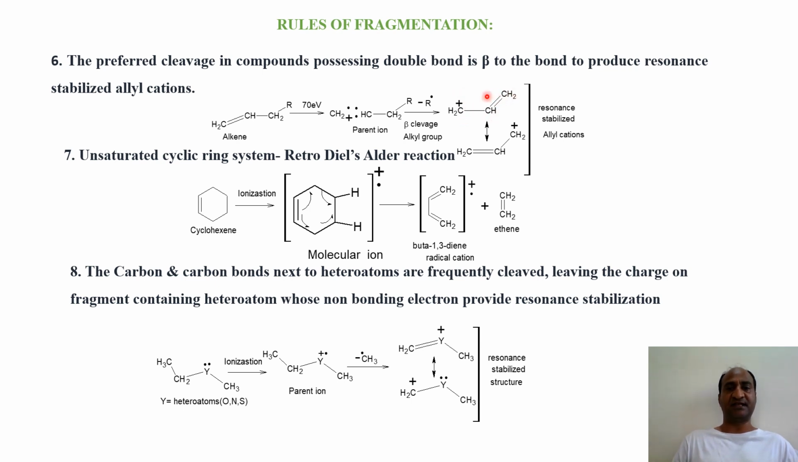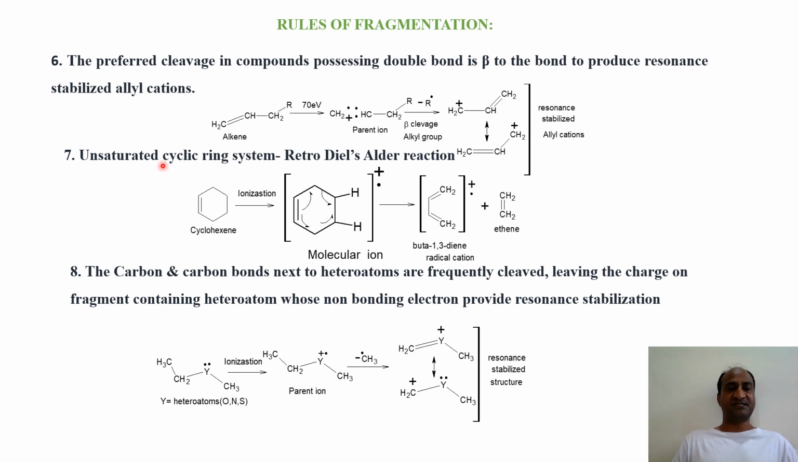This double bond can shift here and this positive charge can shift to this carbon. We are getting these carbocations, so these are known as allyl cations. The carbon adjacent to a double bond, the CH group carbon, is known as the allyl carbon. Here the allyl carbon has a positive charge, that's why it is known as an allyl cation.